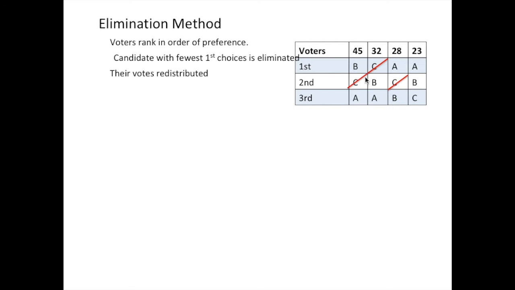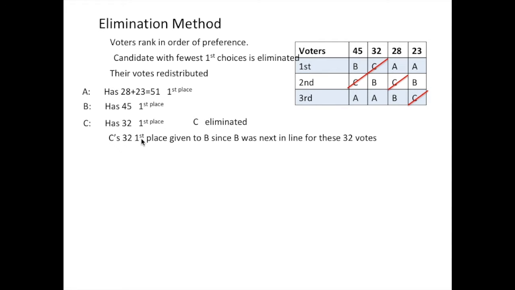So we remove the C. And then their votes are redistributed and given. So A has 51 first place, B has 45 first place, C has 32 first place. We're going to take their 32, so C's eliminated. C's 32 first places are given to B because B was next in line for those 32 votes.